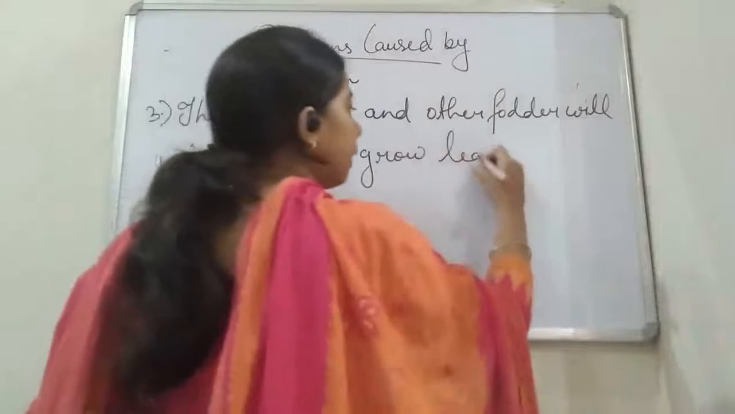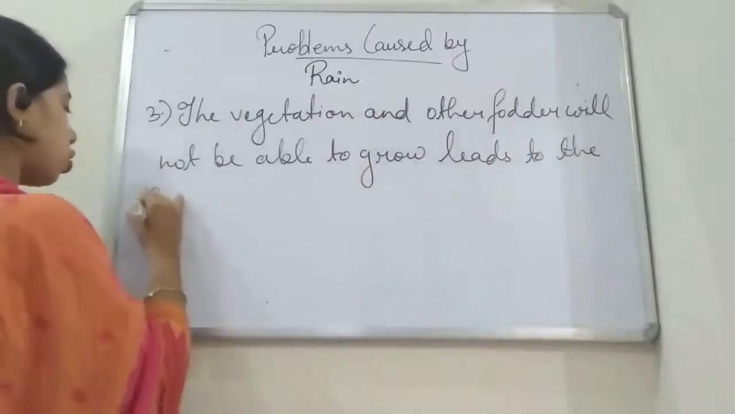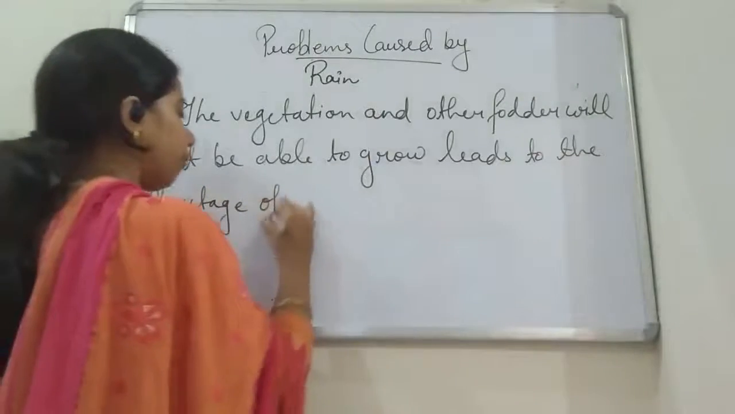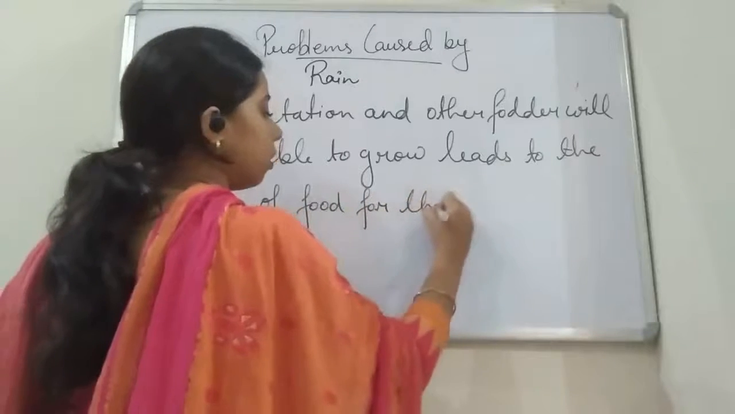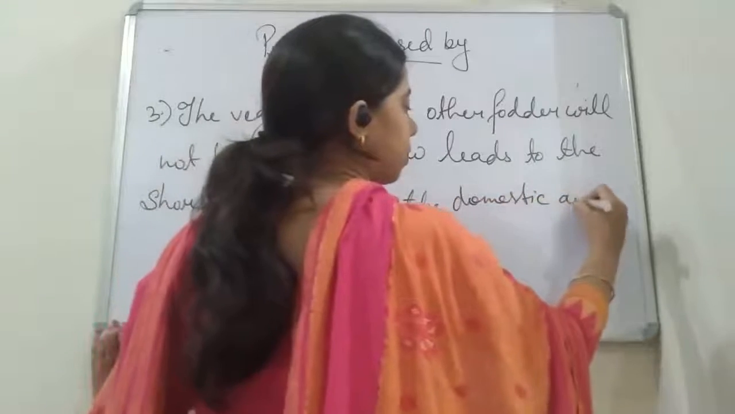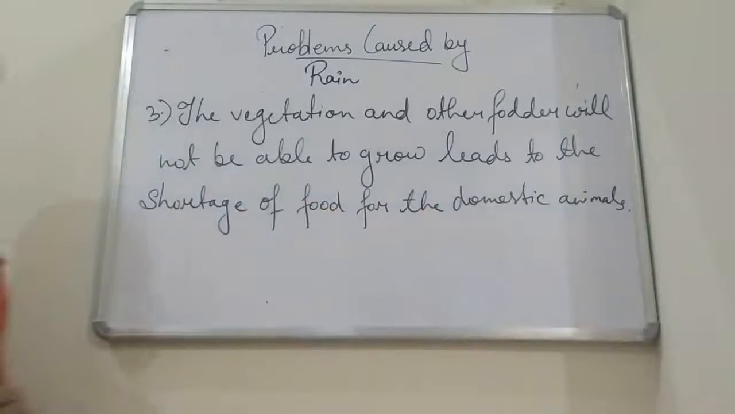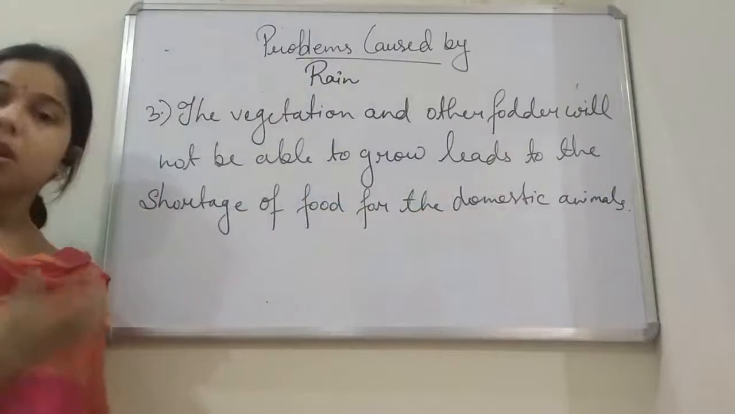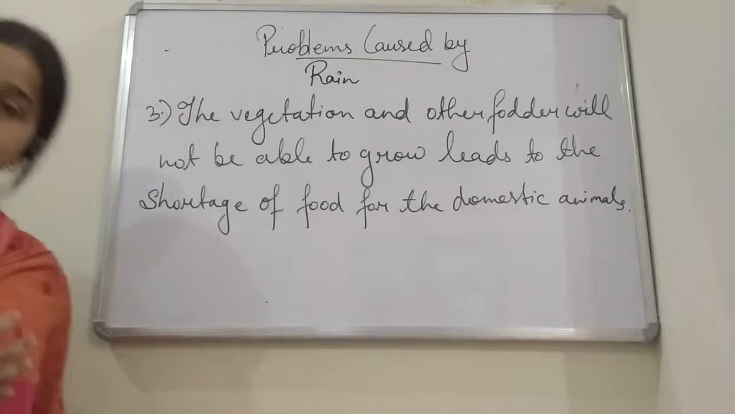It will lead to the shortage of food for the domestic animals. Okay, students? So the vegetation and the other fodder will also not be able to grow just because of the dry soil, and this will lead to the shortage of the food.